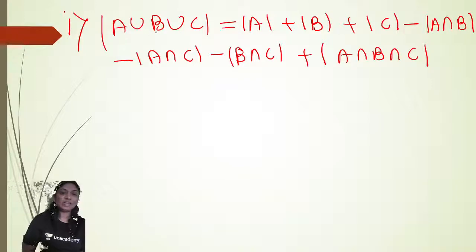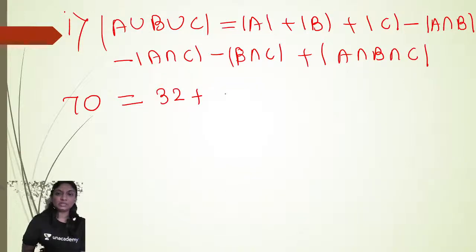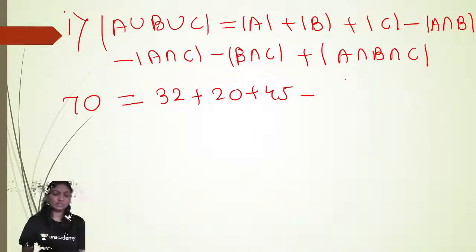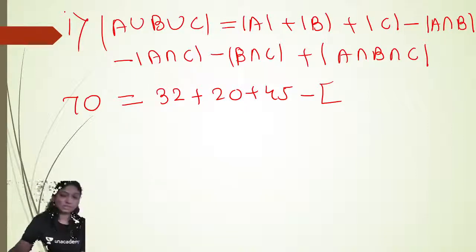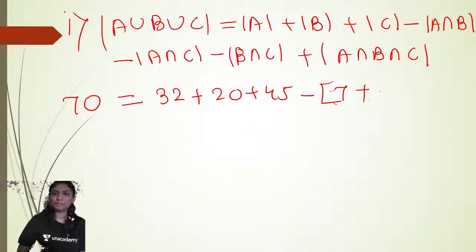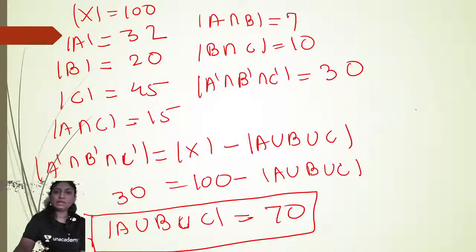So here cardinality of A union B union C we have as 70. It means students who study at least one subject, 70 students. Cardinality of A is 32 plus cardinality of B, as we already calculated, is 20, cardinality of C is 45, minus cardinality of A intersection B, I am keeping the minus sign outside, A intersection B is 7, plus cardinality of A intersection C, 15, plus cardinality of B intersection C, 10.